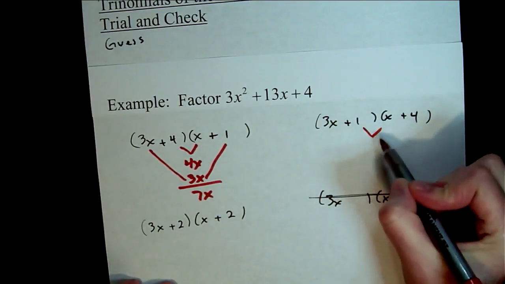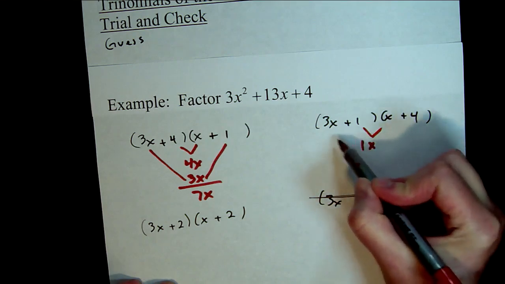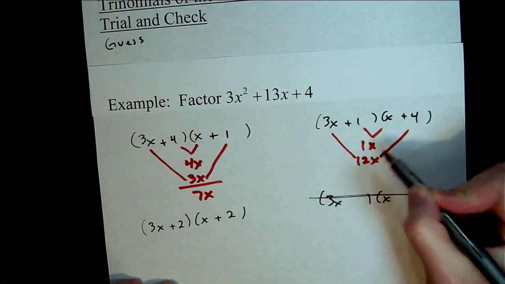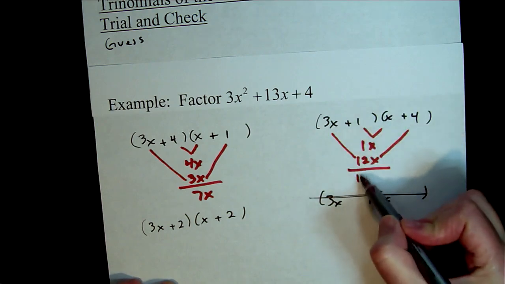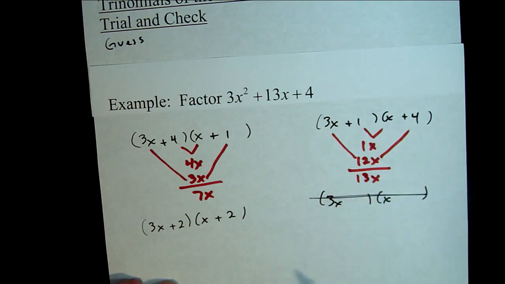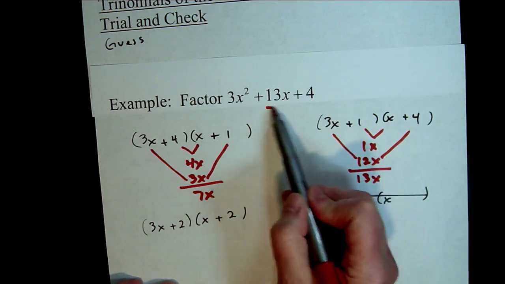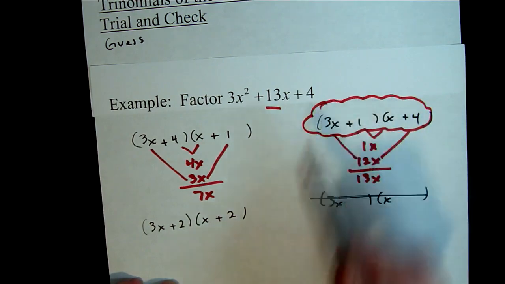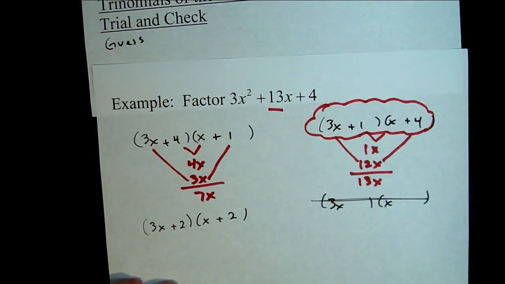So this time the inner terms would give me 1x. The outer terms are going to give me 12x, okay, giving me a middle term of 13x. That's the one I want. That's the one that matches with this. So this is my answer. Once I find the answer, personally I stop.